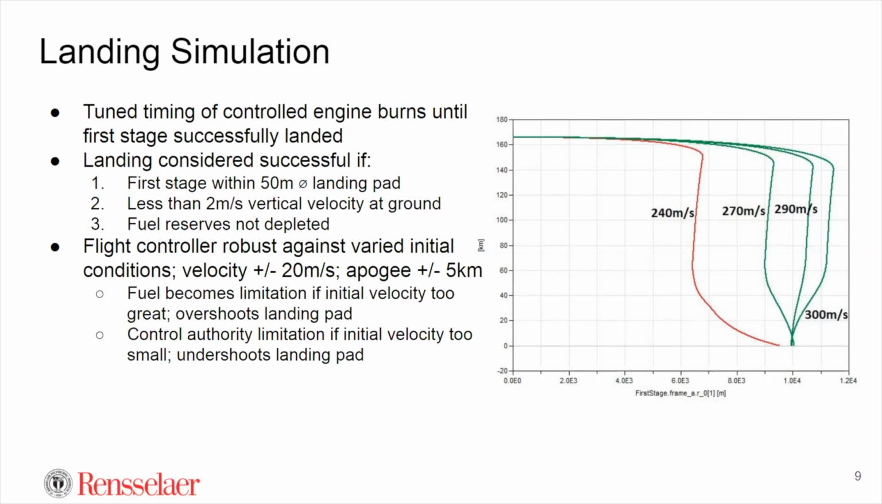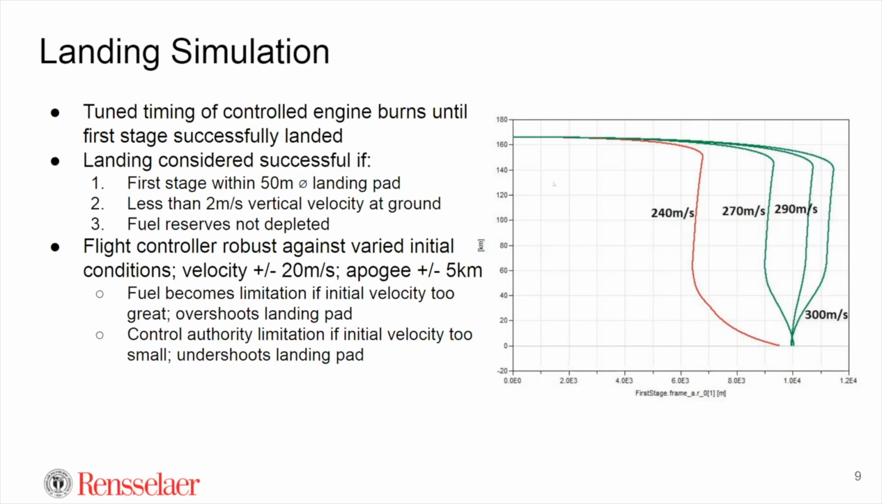That's if the first stage lands within this 550 meter predetermined landing pad right here at, what is that, 10 kilometers. And then we have, it basically has to not be speeding towards the ground. So, less than 2 meters per second velocity at ground. Fuel reserves also could not be depleted. Otherwise, you basically consider that your engines could not burn and the rocket was not effective at that point.